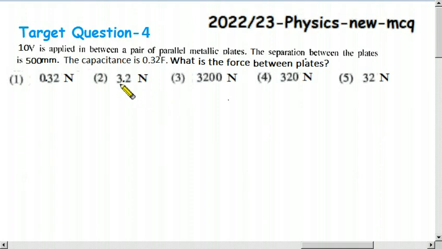Children, here is our next target question, question number 4. Try to solve it on your own, honestly, without watching how I solve it. Pause the video first. Now we start. I think you have chosen the correct answer. Therefore now I am going to solve this.